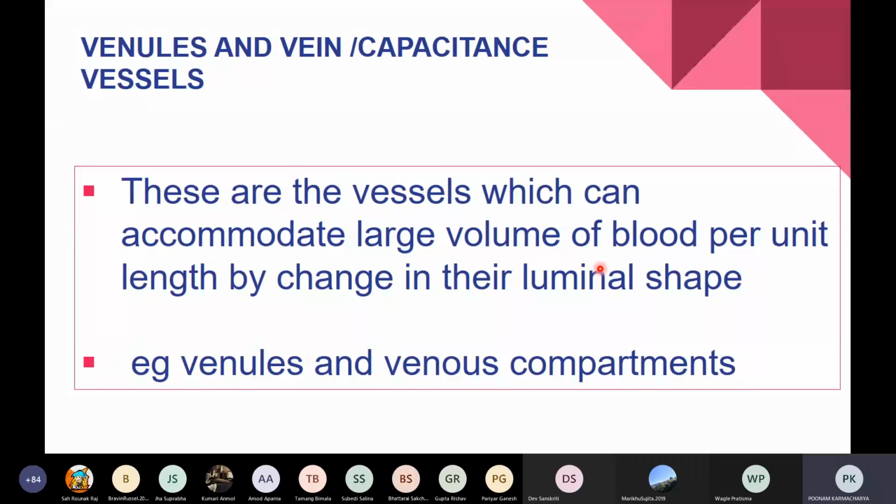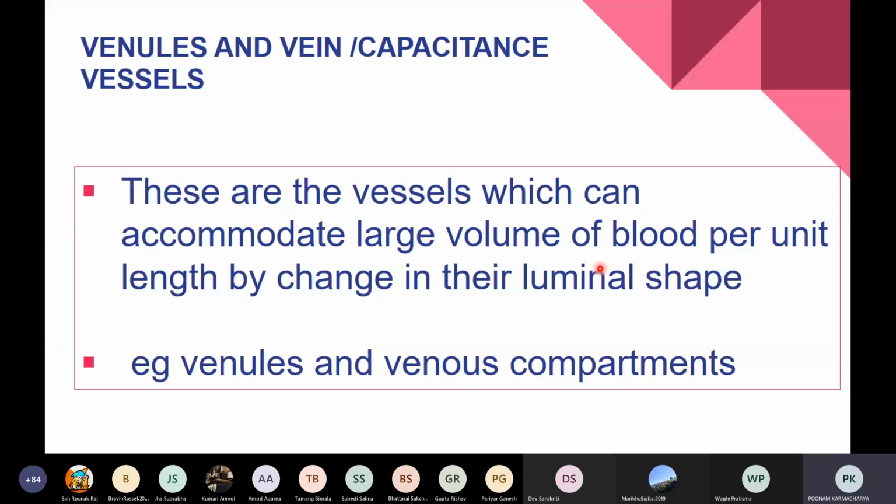Now these veins or venules are roughly oval in shape, and they can change their shape to circular, and they can accommodate a large volume of blood per unit length without much increase in the pressure, right? And that is why they are called the capacitance vessels, right?